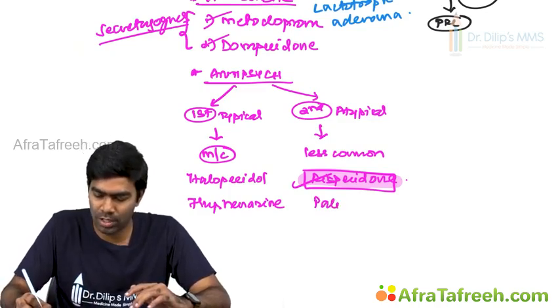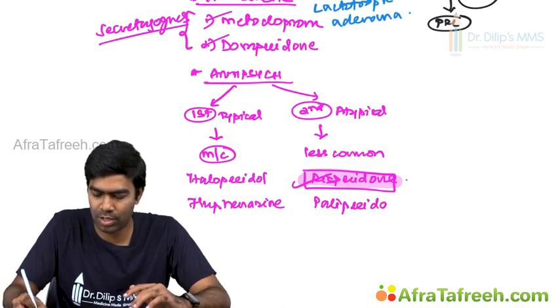And there is a less commonly used drug, paliperidone, that also can produce hyperprolactinemia. But risperidone, never forget, gives very, very high levels of prolactin, even up to the level of an adenoma. Okay. So, D2 receptor blockers.